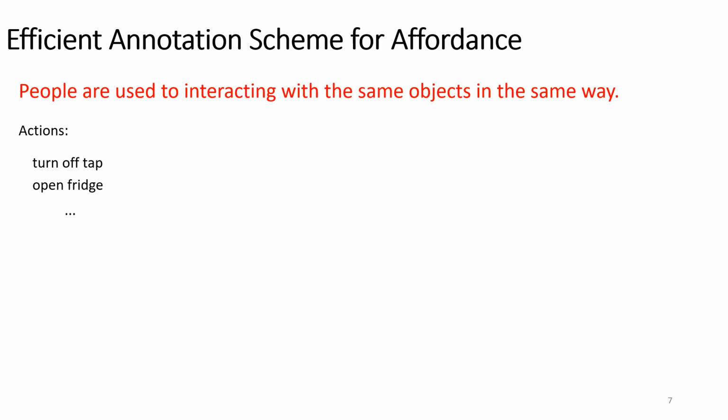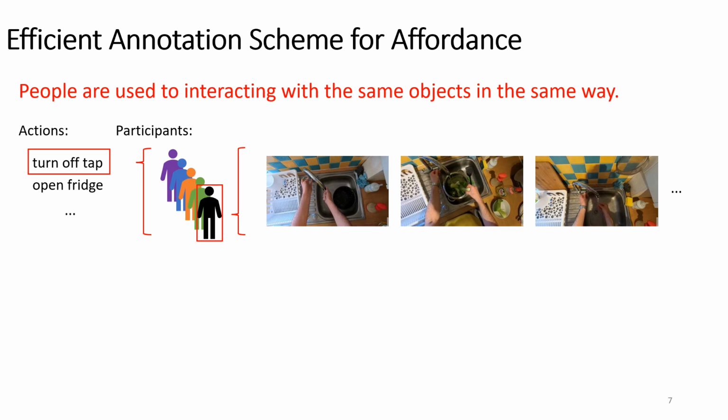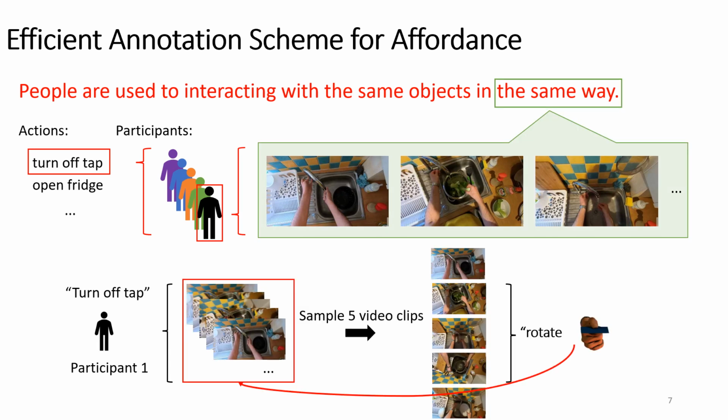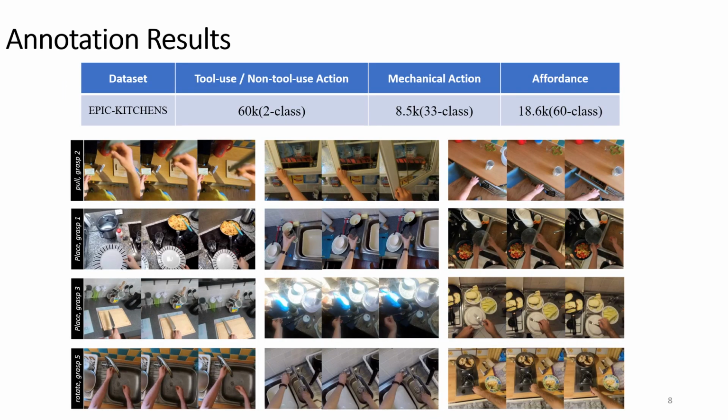To reduce the manual work, we propose an efficient affordance annotation scheme, based on the assumption that everyone tends to interact with the same object in the same way. Inside the application dataset, each action is performed by multiple participants, and each participant has multiple video clips. These video clips usually demonstrate the participant doing the same interaction. And here is the annotation scheme. With this annotation scheme, we annotate a 60-class affordance annotation for 18,000 video clips, and we evaluate our annotation on different tasks.